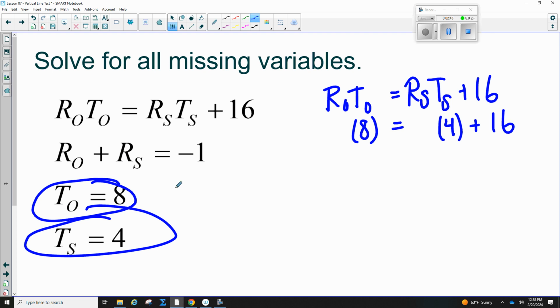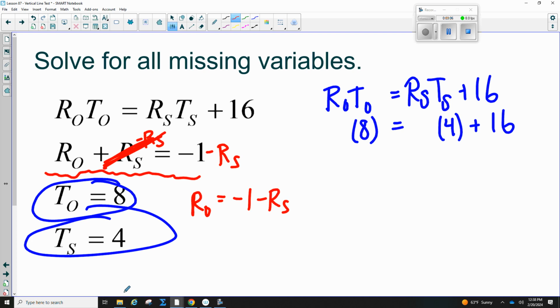All right, and then again, this equation here, you have to do one step to isolate either the RO or the RS. Let's say I isolate the RO. That means I would subtract RS from both sides. So it would cancel here, which means that RO is equal to -1 minus RS. And then I would plug in. So if this is RO, I'm going to replace it with -1 minus RS. And then I need to rewrite the RS on this side. Okay, be sure you use parentheses when you plug in, because this 8 has to distribute to each thing here.